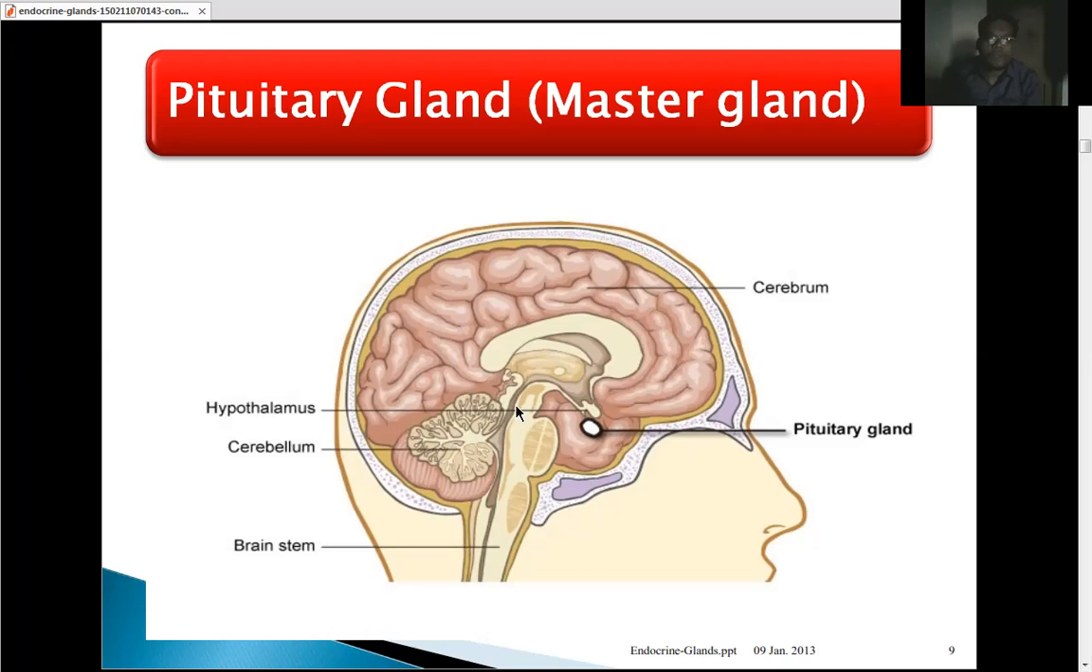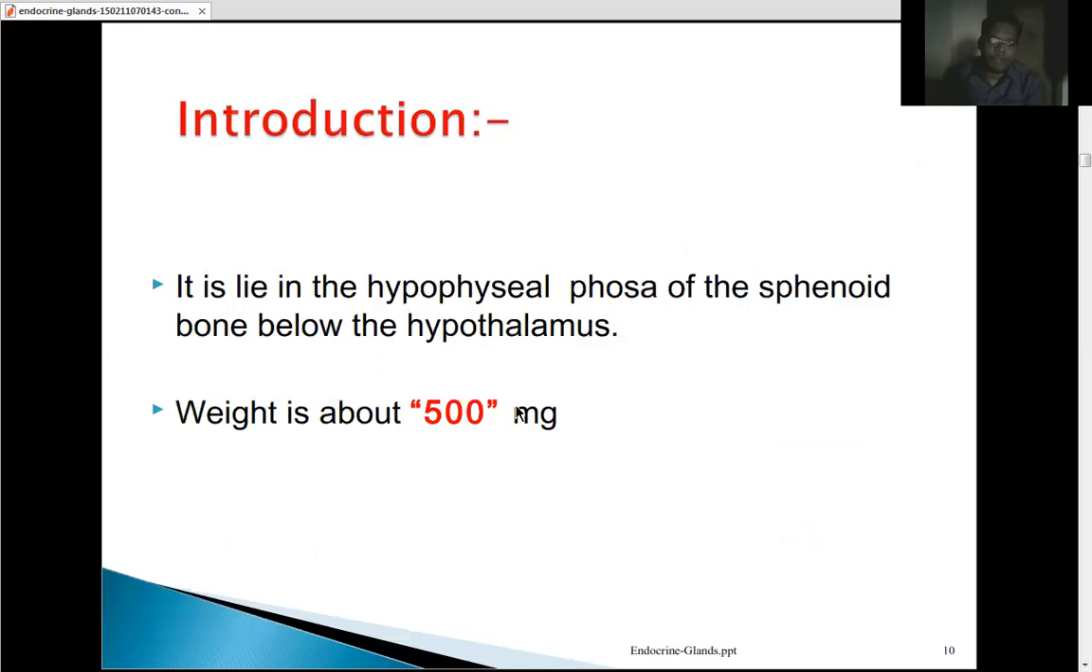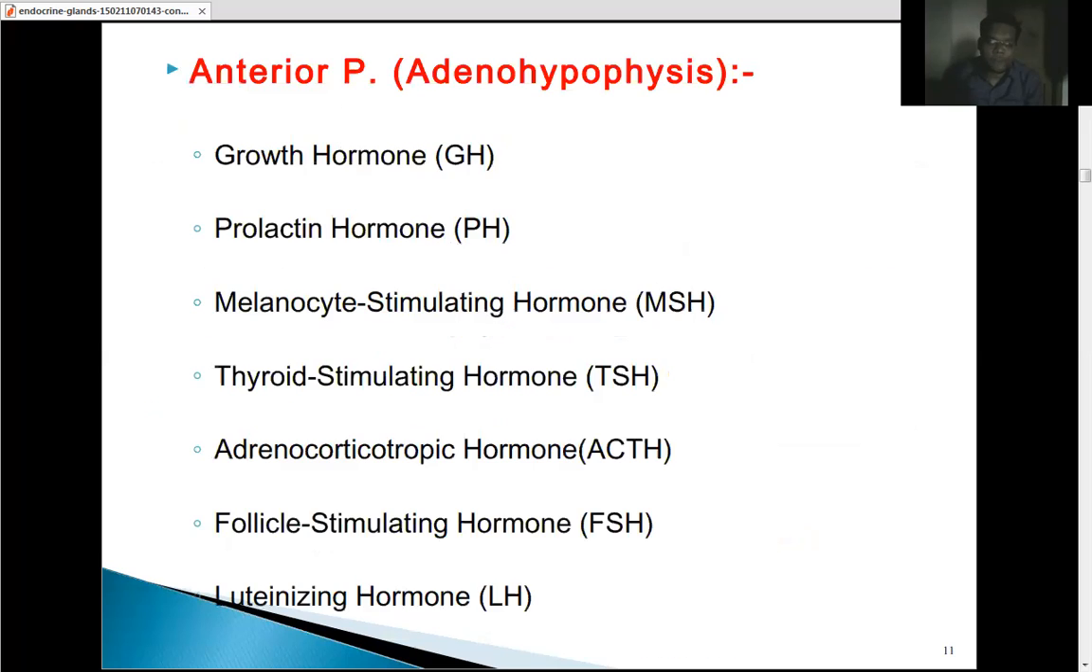Now, an introduction to the pituitary gland. It lies in the hypophyseal fossa of the sphenoid bone, below the hypothalamus. It weighs about 500 mg. From the anterior pituitary gland we find lots of hormones: GH, growth hormone, prolactin, melanocyte stimulating hormone, thyroid stimulating hormone, adrenocorticotropic hormone, that is ACTH, follicle stimulating hormone, that is FSH, and luteinizing hormone, that is LH.